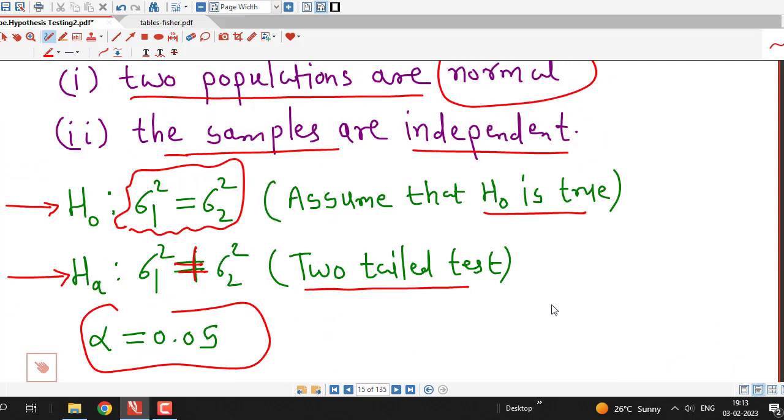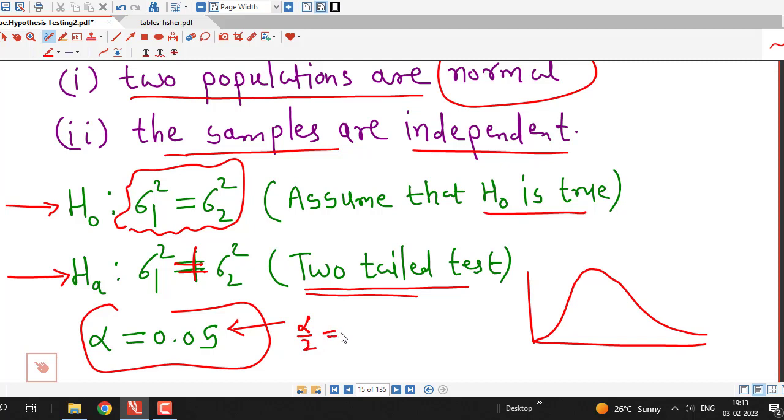Now because we have a two-tailed test, we have to consider the area in the left as well as the right tail. So we have to divide this alpha 0.05 by 2, and we will consider that we have 0.025 area in both the tails. Suppose this area is 0.025 and this point is denoted by f suffix 0.025 because the area to the left side of this point is 0.025.